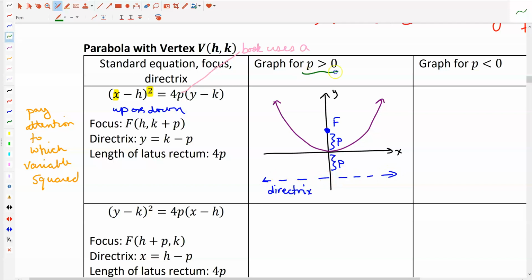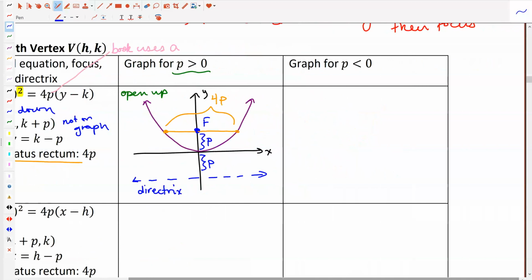Okay, so we said if P is positive, this thing will open up. And then this distance right here from the focus out to the parabola, that distance is 4p, and that is the length of the latus rectum, or that focal width. Notice that the focus itself is not on the graph. So it's an important point, but it's not on the graph. The vertex will be on the graph, and then these 2 points will be on the graph as well.